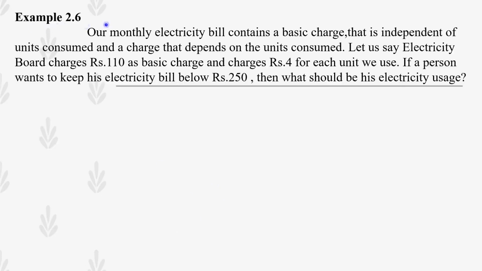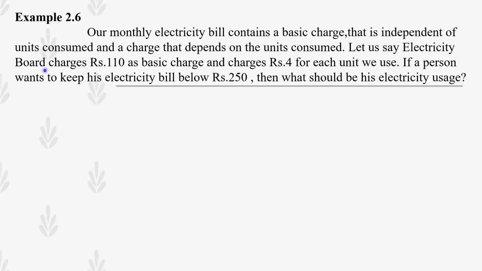Let us see the sixth example in chapter 2. Our monthly electricity bill contains a basic charge that is independent of units consumed and a charge that depends on the units consumed. Let us say the electricity board charges rupees 110 as basic charge and rupees 4 for each unit we use. If a person wants to keep his electricity bill below rupees 250, then what should be his electricity usage? Are you able to understand this question?